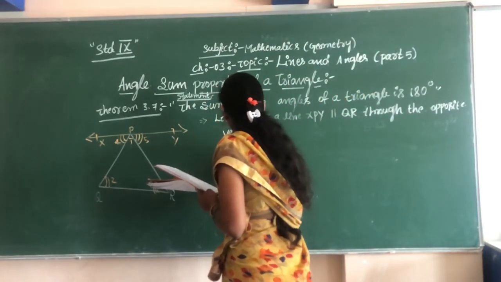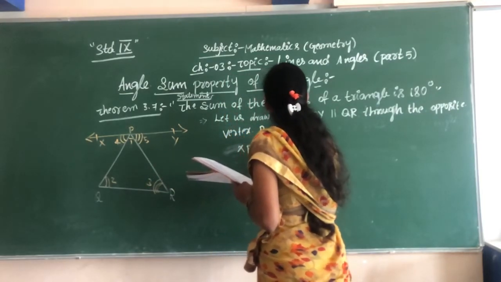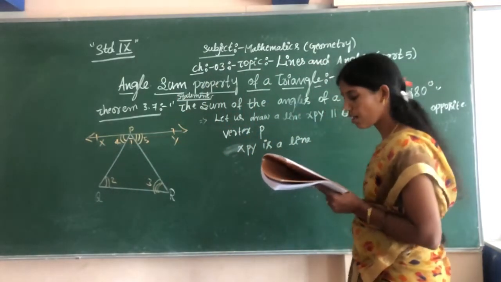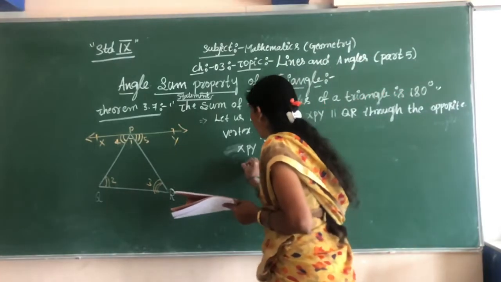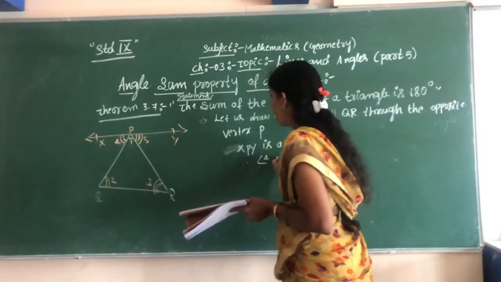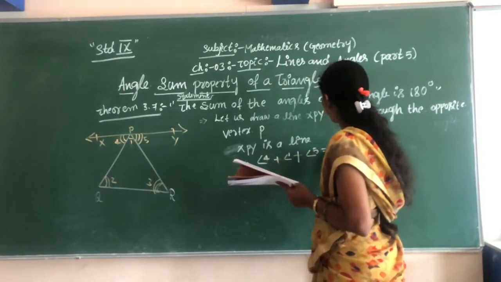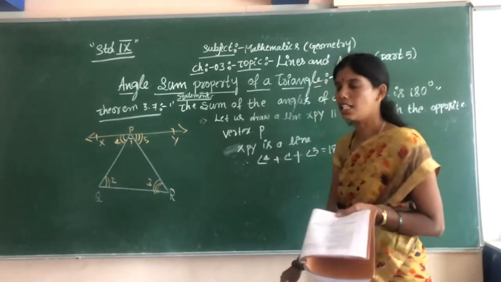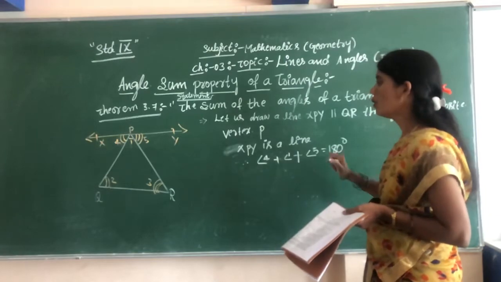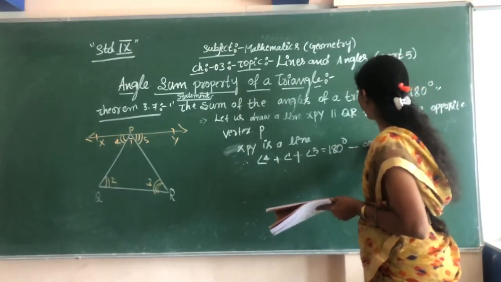Now XPY is a straight line. Therefore, angle 4 plus angle 1 plus angle 5 is equal to 180 degrees. This is equation 1.